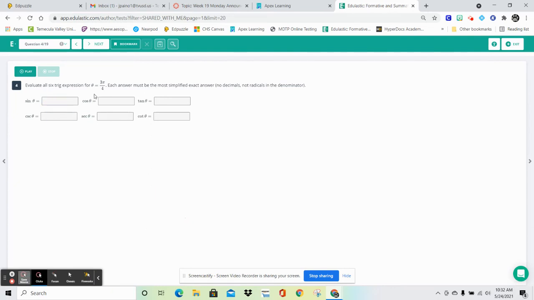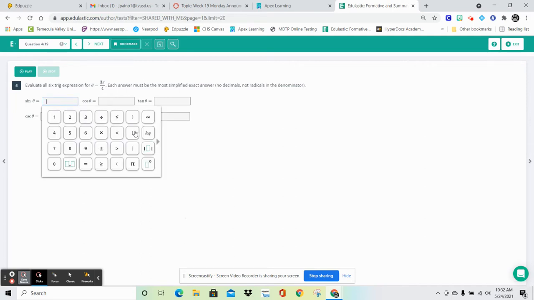And then evaluate all 6 trig expressions for theta equals 3 pi fourths. If you're looking at your unit circle, 3 pi fourths would be in quadrant 2, and so that's going to be our rad 2 over 2. But since it's quadrant 2, that means our x is negative and our y is positive. So we just got to type all these in over here.